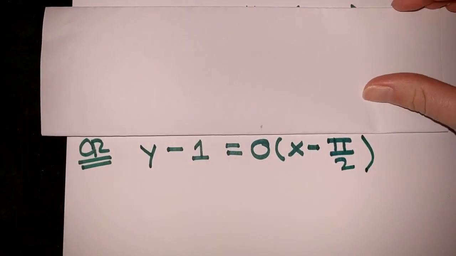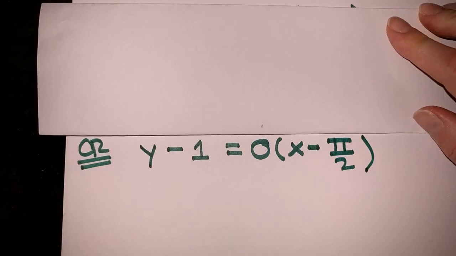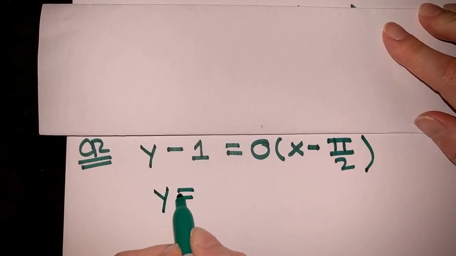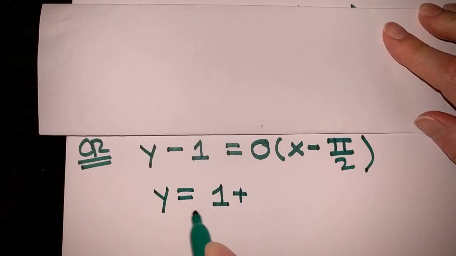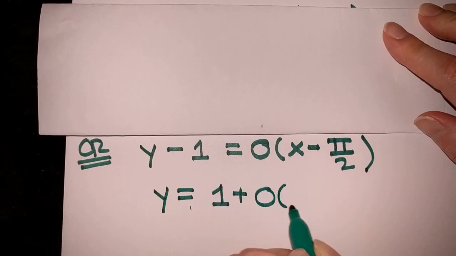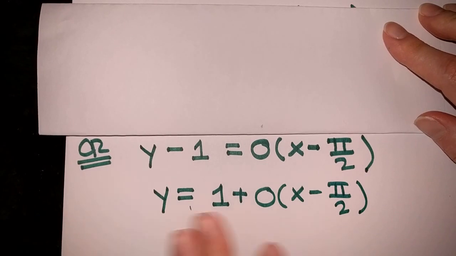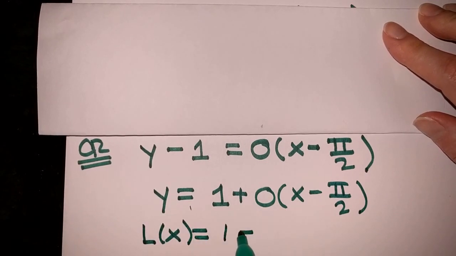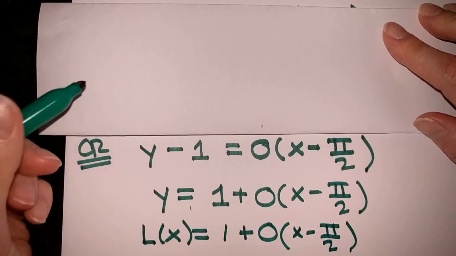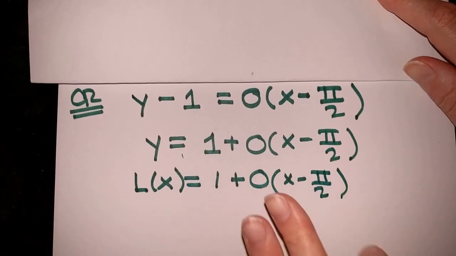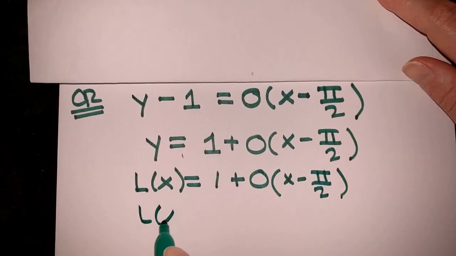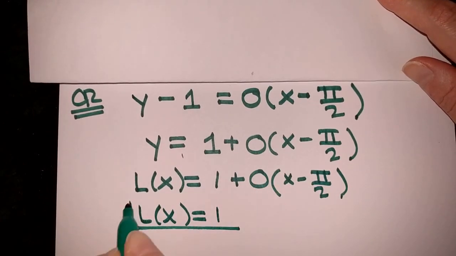And then keep in mind, to get this tangent line to look like a linearization, we solve for y, so we add 1, and we put that as the first term on the right-hand side. And then we don't keep it as y is equal to, we now refer to this as L of x is equal to 1 plus 0 times x minus pi over 2. And just like what happened when we memorized the formula, this 0 times would drop out, and we would have L of x is equal to 1.